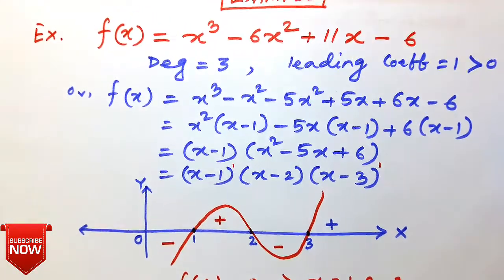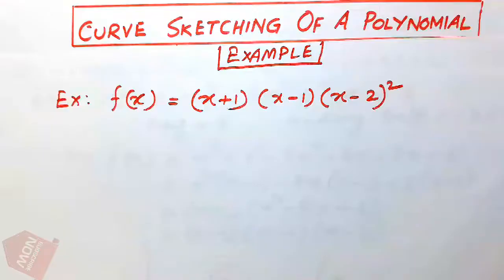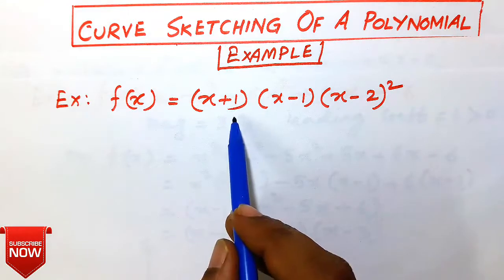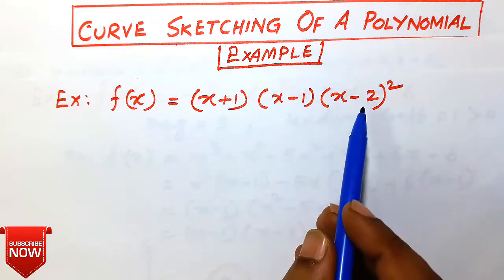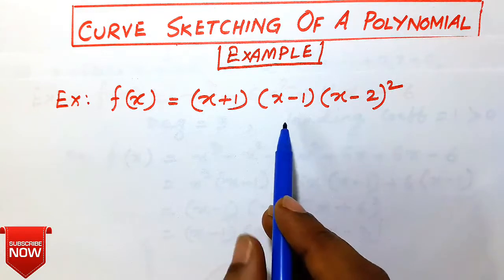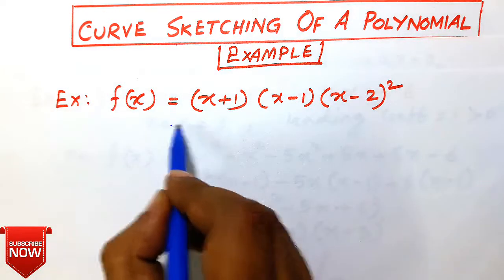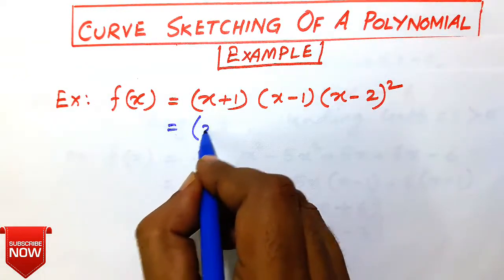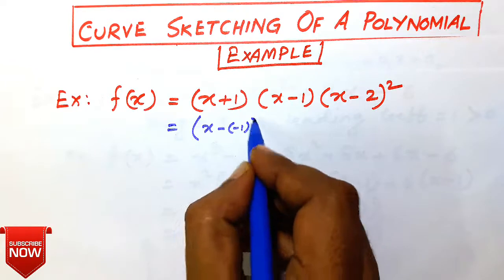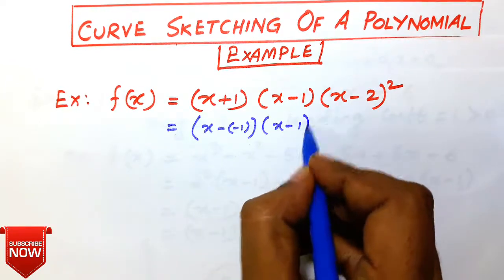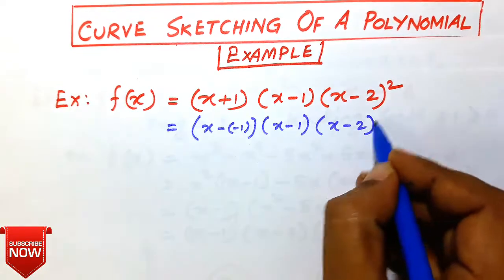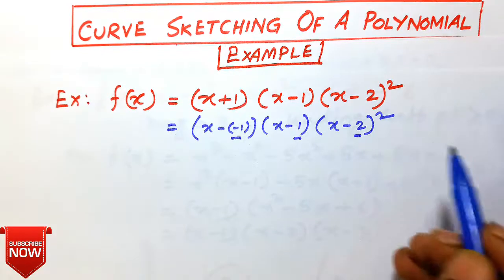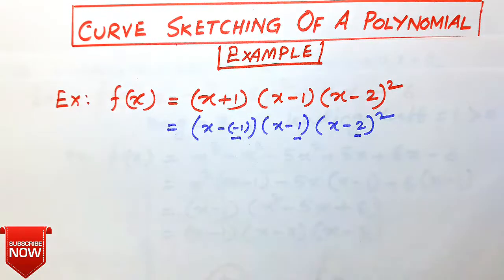Now we shall show another example. Say the next example is f(x) is equal to x plus 1 into x minus 1 into x minus 2 whole square. Friends, the critical points are respectively minus 1, 1 and 2. How? This is actually x minus of minus 1. This one is x minus 1. This is x minus 2 whole square. So the critical points are minus 1, 1 and 2. So we shall plot this on the real axis.